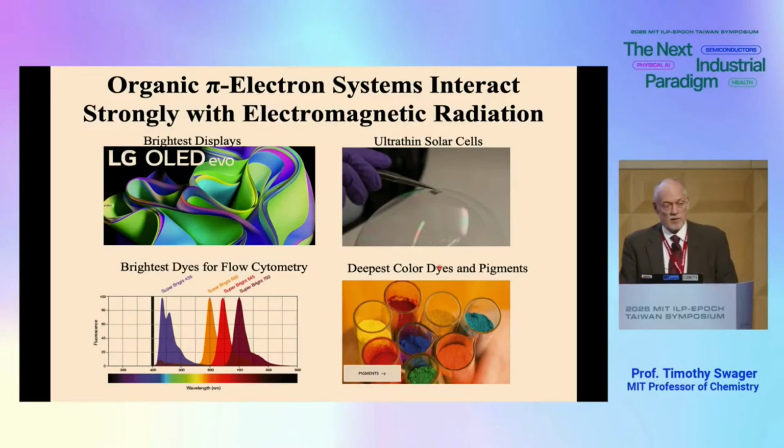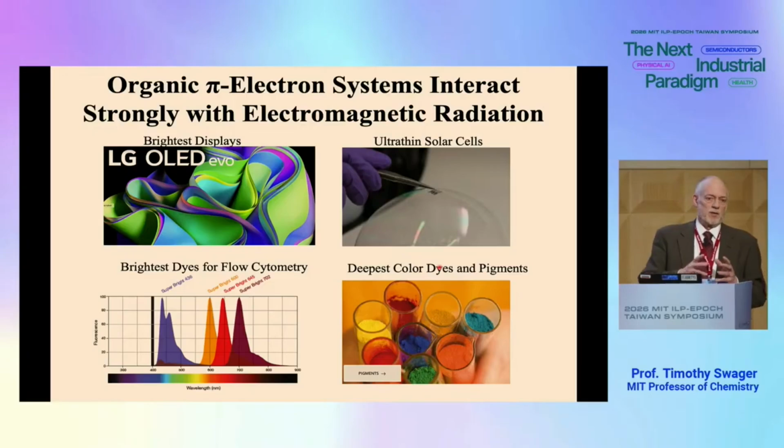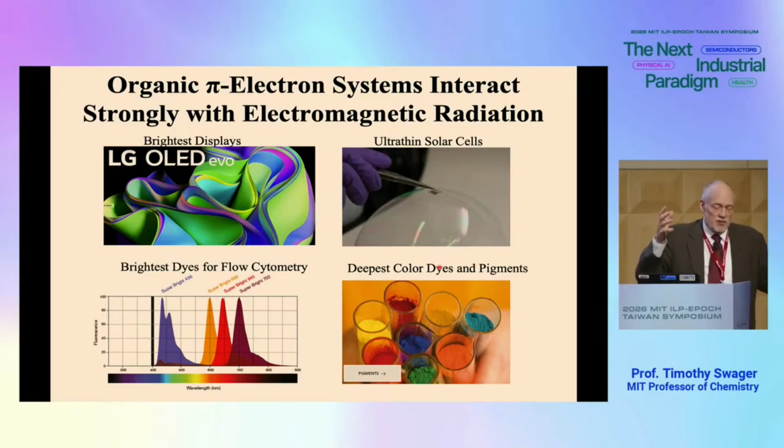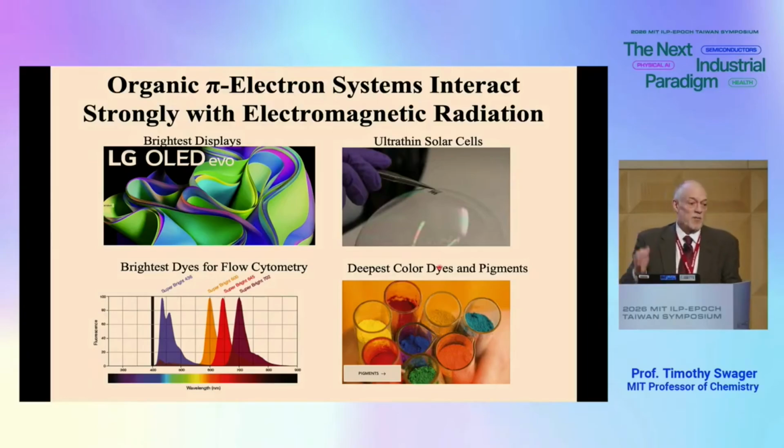And what we're going to look at is organic molecules that have what we call a pi electron system. So you have delocalized electrons, and these electrons are highly polarizable. And organic molecules like that have essentially the highest optical coupling that you can get, at least from non-metallic materials. And they're used widely. They're why your OLEDs are so bright.